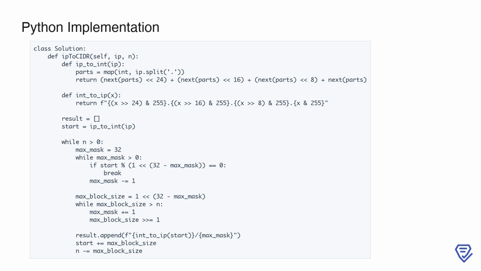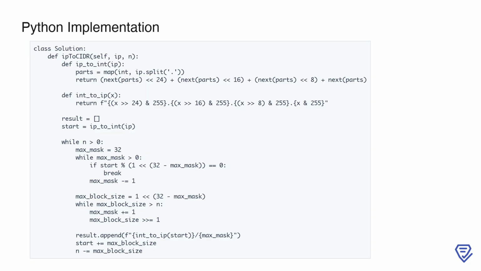In the main method, we start by converting the given IP address to its integer form using IP_to_int. We then initialize an empty list called result to store the CIDR blocks. Inside the loop, the goal is to calculate the largest possible block size that aligns with the current starting address and fits within the remaining count of n. To achieve this, we calculate max_mask, which determines the prefix length of the CIDR block. By checking if the starting address is divisible by powers of 2, we find the largest block that aligns with the address. Then, we ensure that this block size doesn't exceed n by incrementally adjusting the mask.